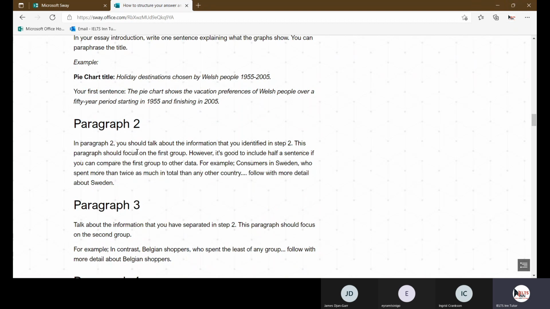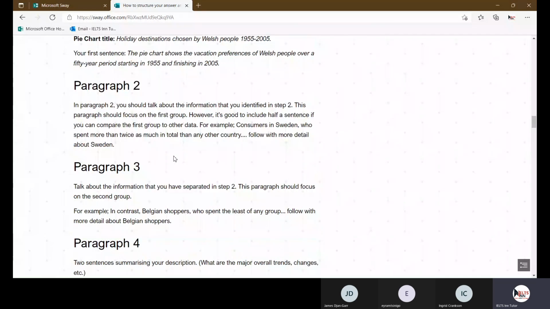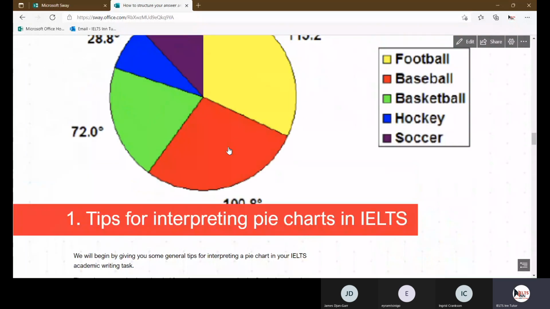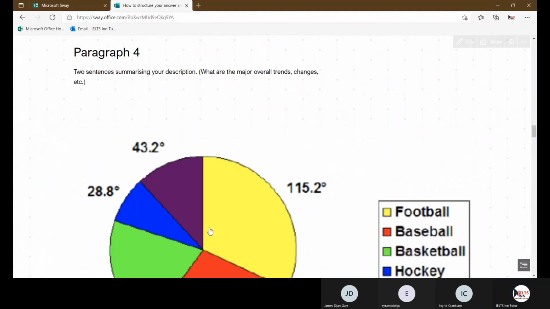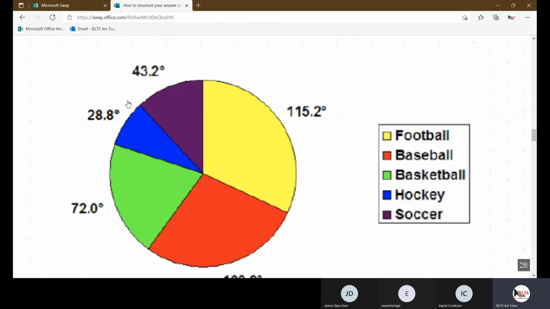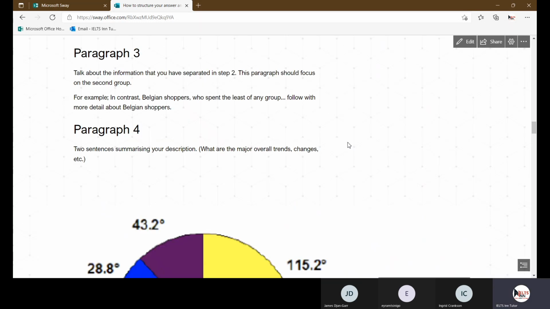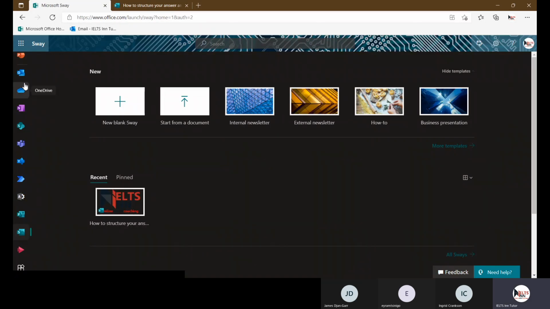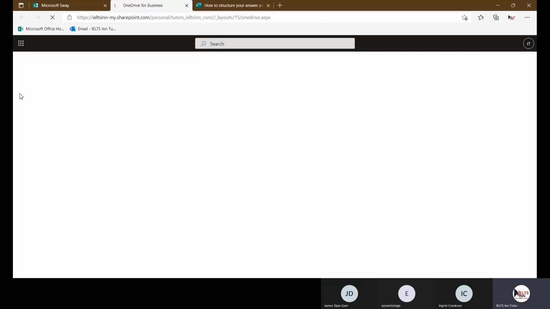Okay, so now we'll move on to the second paragraph. In writing pie charts, depending on the question type, some have just one pie chart, something like this. Others you have maybe two. I'll show you an example. Let's see.